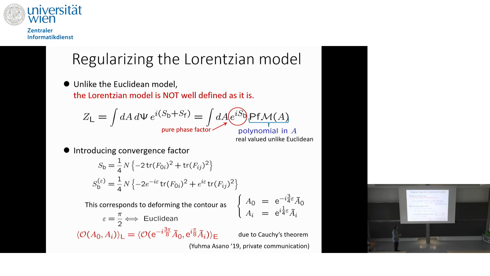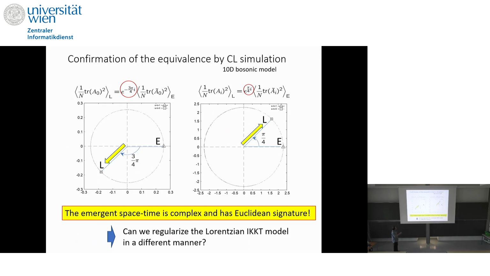You can also think of it as a kind of deformation of the contour, because this epsilon can be realized by just replacing A_0 and A_i by A_0 tilde and A_i tilde with these phase factors. So the relationship between the two models is just given by this. Any correlators on this side can be calculated by using the Euclidean model. That is the message. And in fact, we can also confirm this numerically using the complex Langevin method. By the way, this equivalence was pointed out to me for the first time by Yuma Asano in 2019. Okay, so the numerical confirmation is done here.